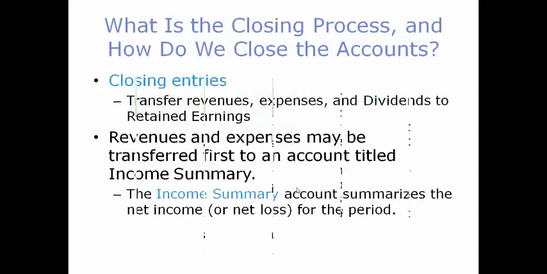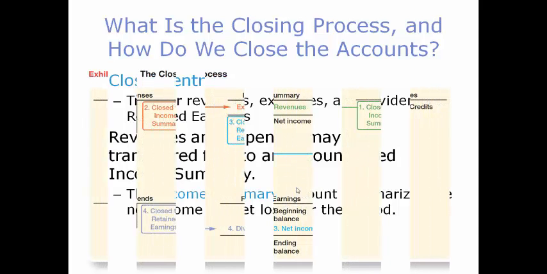All right. So, closing entries. Closing entries transfer revenues, expenses, and dividends to the retained earnings account. Revenues and expenses may be transferred to an account titled income summary. The income summary is a new account you haven't seen, and don't let somebody trick you. There's not a normal balance for income summary. It's probably zero, not a debit or a credit, and we're going to close into this account. The revenues and expenses are going to be closed into the income summary, and the dividends are going to go straight to retained earnings.